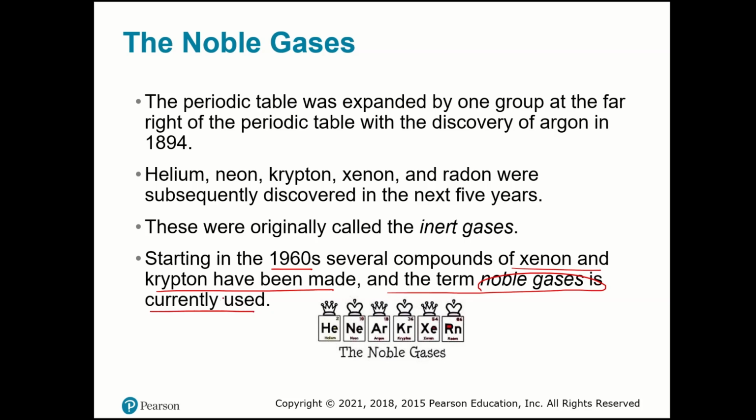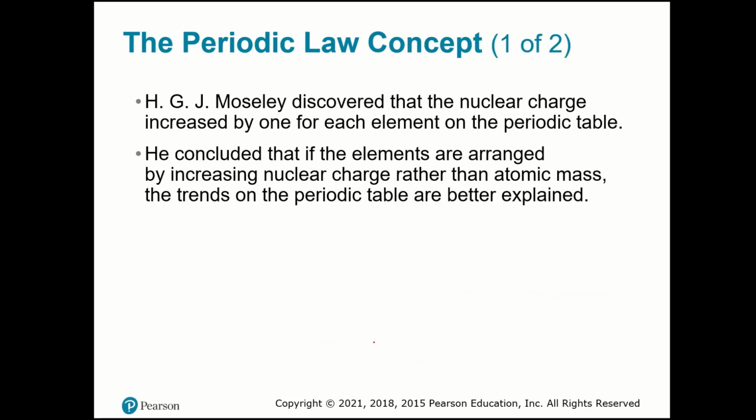Before, we called them inert because they were considered to not react. Those elements are so stable that they don't need to react. But since several compounds of xenon and krypton have been made, the name was changed to noble gas. So they don't tend to react because they are stable.